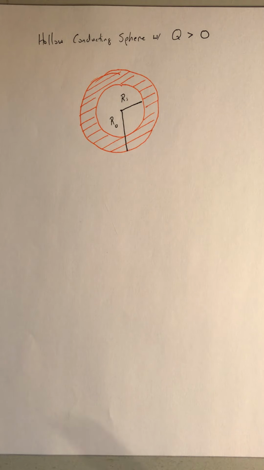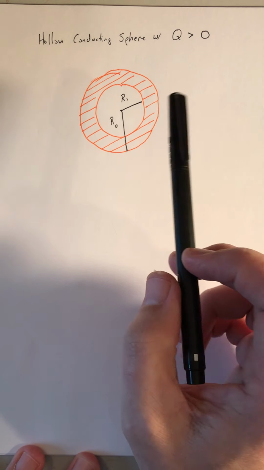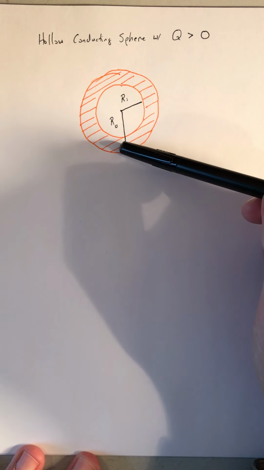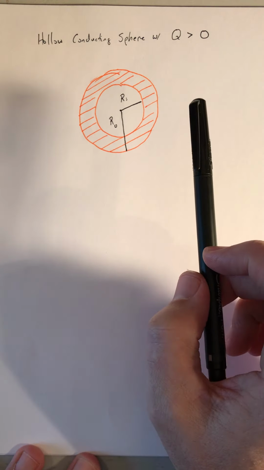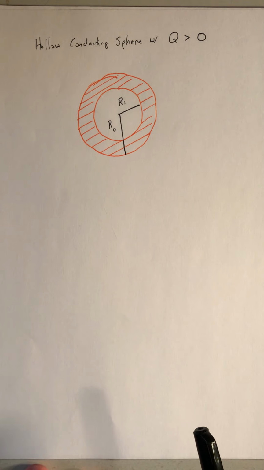All right, I have a hollow conducting spherical shell. The inner radius is r sub I, the outer radius is r sub O, and this sphere has been given some positive charge, capital Q. What we want to do is plot what the potential V looks like as a function of radius, and then also what the electric field looks like as a function of radius.